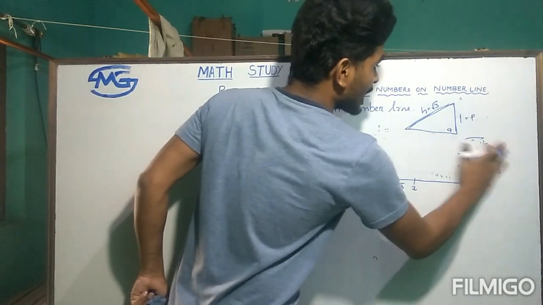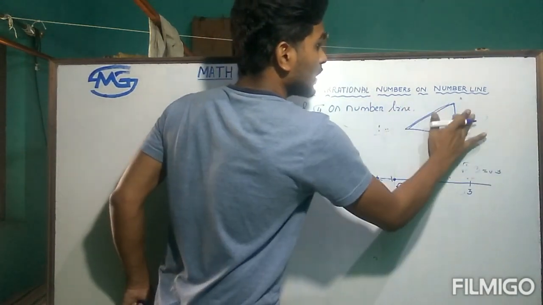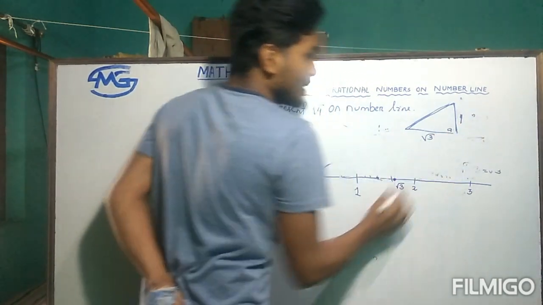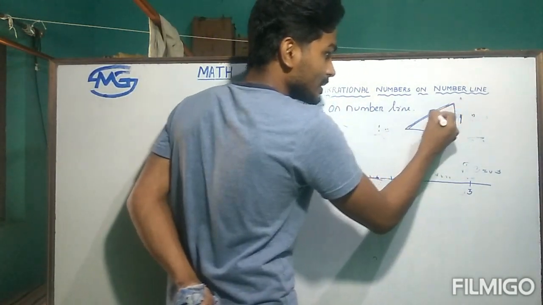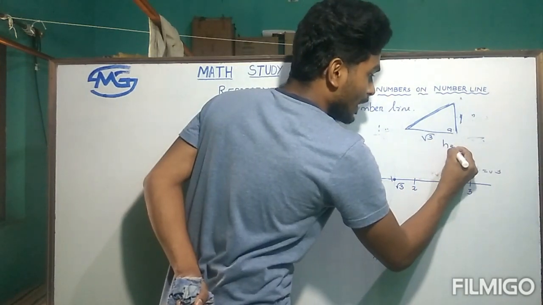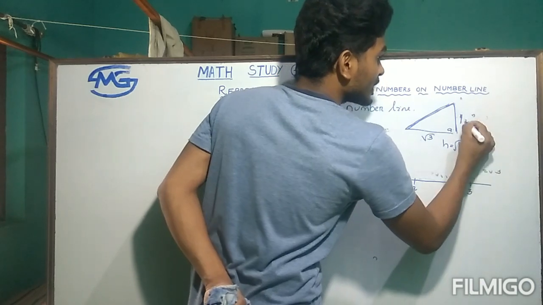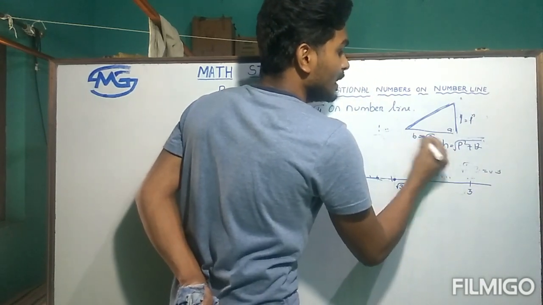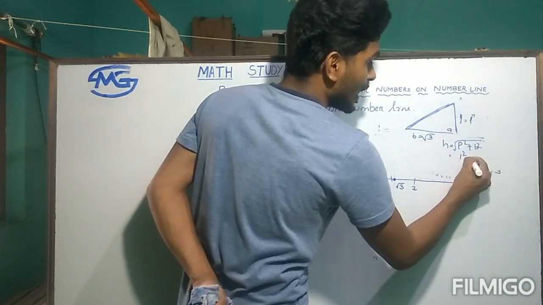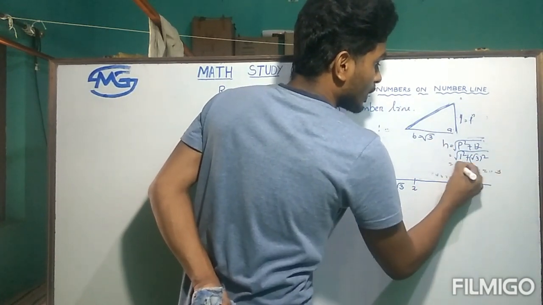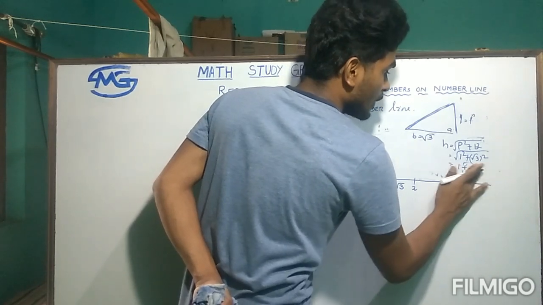Then suppose this is also a right angle triangle, and this is root 3. Okay, this is 1. Then what is the value of this part? This is known as h. So let's do h is equal to square root of p square plus b square, this is p, this is b. Okay, p square means 1 square plus root 3 square. So 1 square is 1 plus root 3 square is how much?